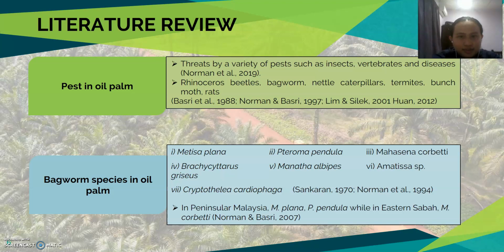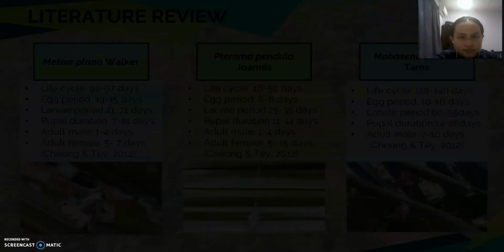However, Metisa plana, Pteroma pendula, and Mahasena corbetti are the common species of bagworm found in Malaysia and capable of causing outbreak in the oil palm plantation. In Peninsular Malaysia, Metisa plana was the most widely distributed bagworm species, followed by Pteroma pendula, while Mahasena corbetti was widely distributed in eastern Sabah, as stated by Norman and Basri in 2007.